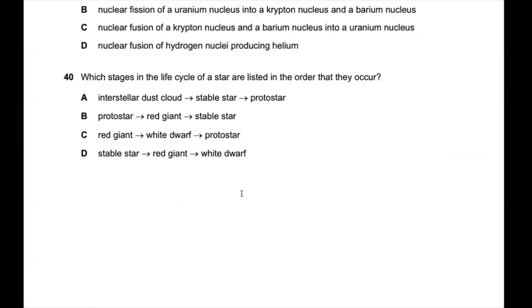40, which stages in the life cycle of a star are listed in the order that they occur. So first of all, option A says an interstellar dust cloud, which becomes a stable star, which then becomes a protostar. This is obviously wrong. The protostar stage happens first. Protostar, red giant, stable star, also wrong. Red giant comes later. Red giant, white dwarf, protostar, again, that's wrong as well. Stable star, red giant, white dwarf, this is correct. And it's basically detailing the latter parts of the life of a medium-sized star.